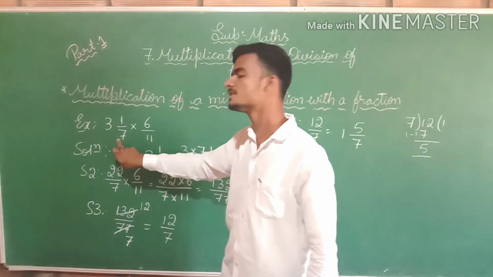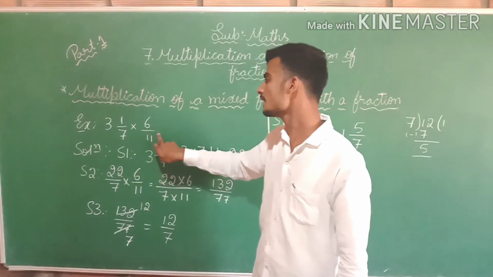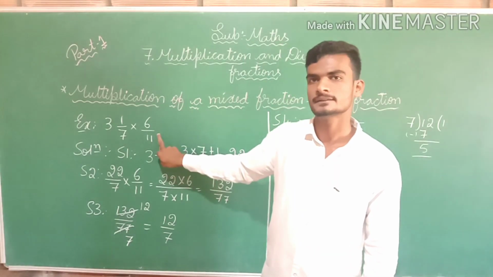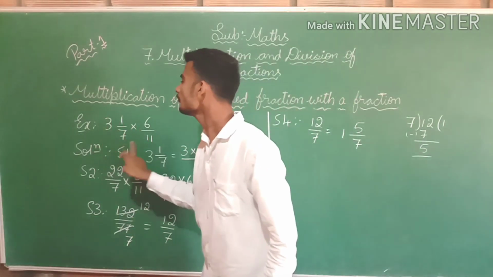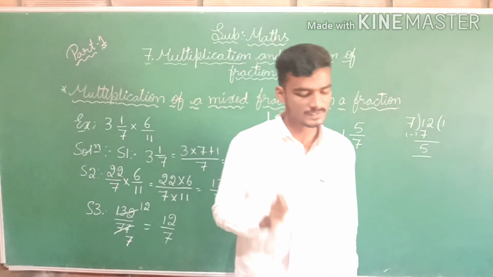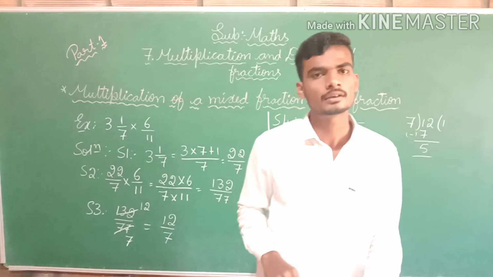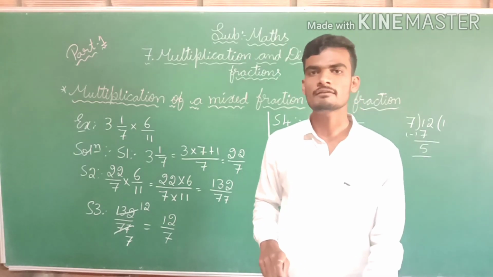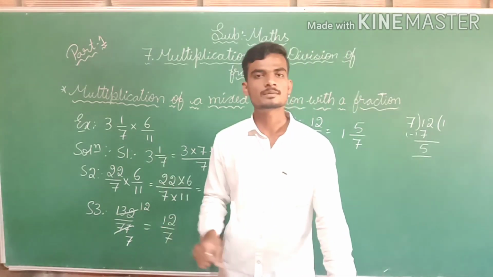This is a mixed fraction, is it? Then this is an improper fraction. Then how will you multiply this? You have to follow the steps very clearly. You have to know the steps very well while you are solving problems.